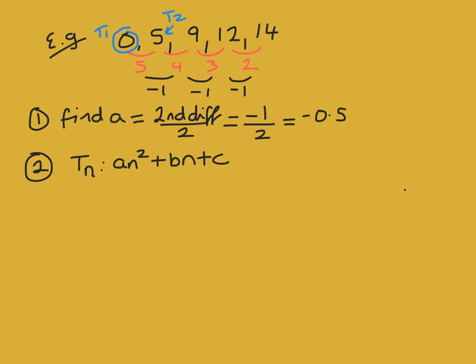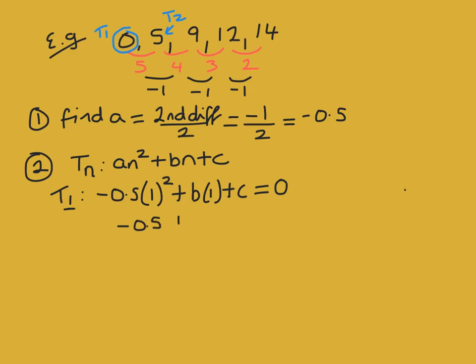So we're going to use those two. Let's go with the first one, T1. Instead of A, we're going to replace by -0.5. Instead of n, we can see that our n is 1 squared plus b by 1 plus c is equal to, and our first term was 0, so we're going to put it equal to 0. If we solve for that, then we get -0.5 plus b plus c equals 0.